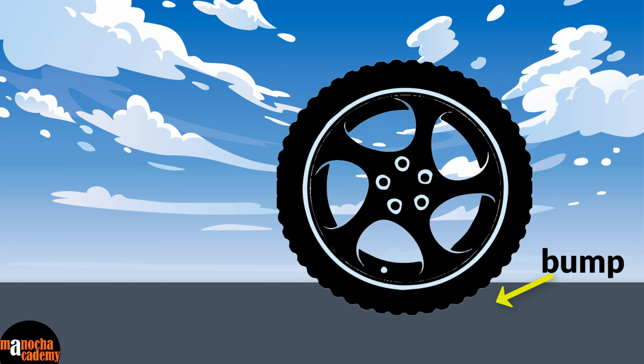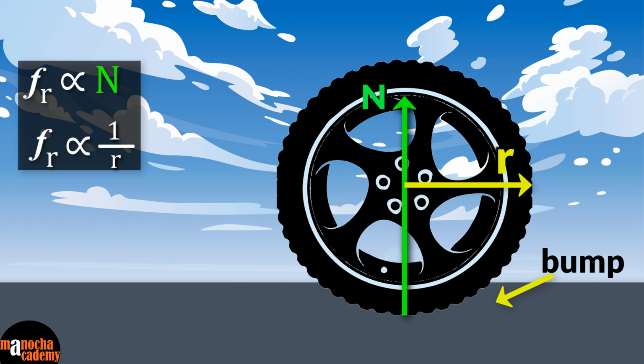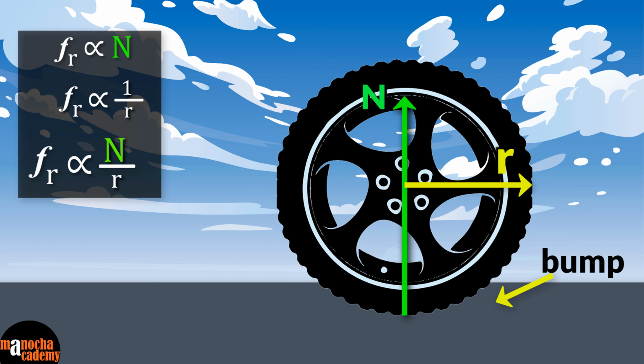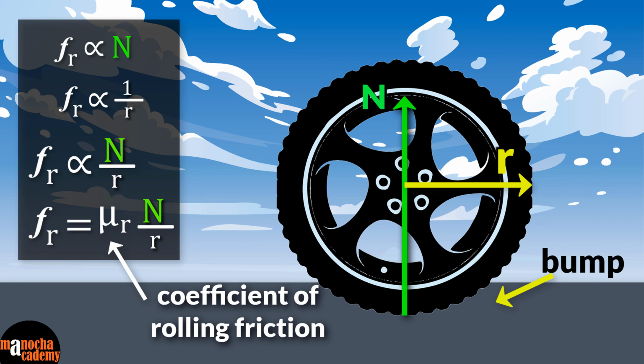Experiments on rolling friction have shown that rolling friction is directly proportional to the normal reaction, and it is inversely proportional to the radius r of the rolling wheel. So if we combine these two, we get rolling friction is directly proportional to N by r, that is the normal reaction divided by the radius of the wheel. So using the constant of proportionality, we get Fr equal to mu r times N by r, where mu r is the coefficient of rolling friction.